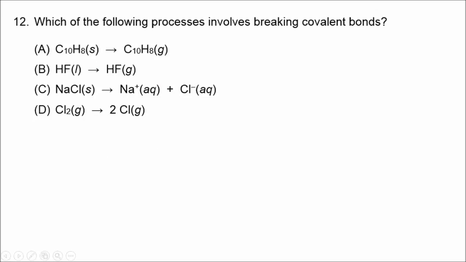Number 12, which of the following processes involves breaking covalent bonds? Well, in letter A, you're just going from a solid to a gas. That would be separating a non-polar hydrocarbon from other molecules. You're just breaking the weak London dispersion forces between molecules. In letter B, that substance experiences hydrogen bonding, but you're still just going from a liquid to a gas. You wouldn't be breaking covalent bonds, just the strong intermolecular forces that we call hydrogen bonding.